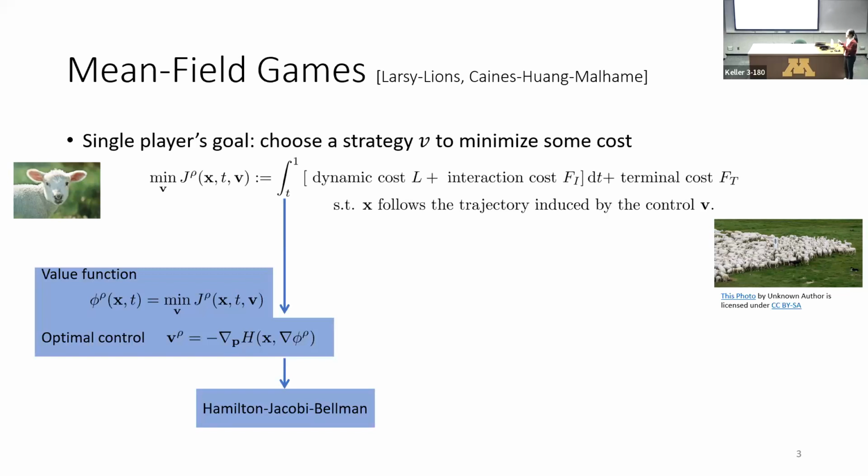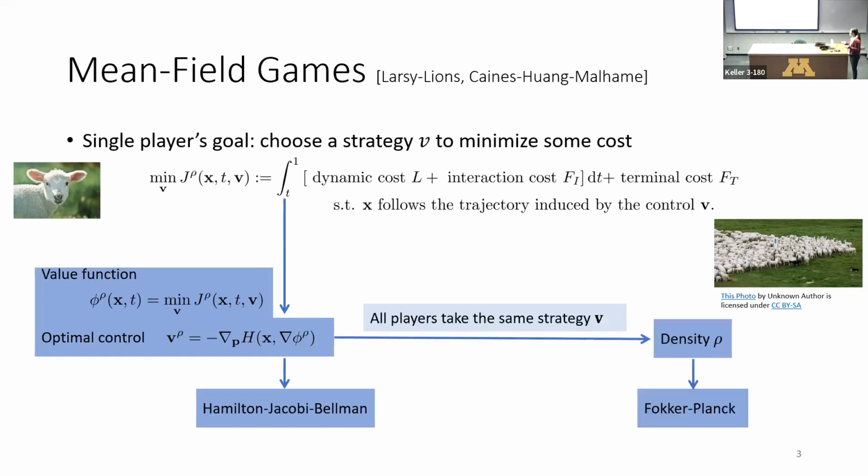So every single player is trying to solve an optimal control problem, and solving this optimal control problem gives us a Hamilton-Jacobi-Bellman equation. This is on the individual level. On the other level, if all the players take the same strategy, then you can use this strategy to model the density of all the players, and this will give us the Fokker-Planck equation. So now the problem is, Hamilton-Jacobi-Bellman and Fokker-Planck are both very famous equations. What's something new in mean field games? Why do people care about this game?